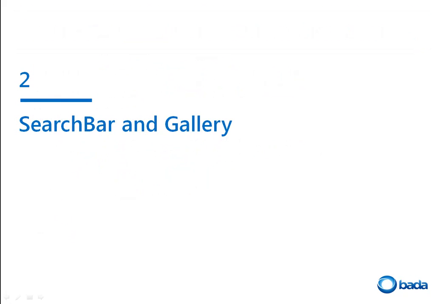Next, let's have a look at the search bar and gallery controls. The search bar can be used to enter search keywords and display the search results. This control consists of a text field for entering keywords and optional left and right buttons that are displayed when the search bar enters input mode. The gallery is used to display a set of still images one at a time. You can scroll through the images horizontally. You can also display the images as a slideshow, which scrolls through them automatically.